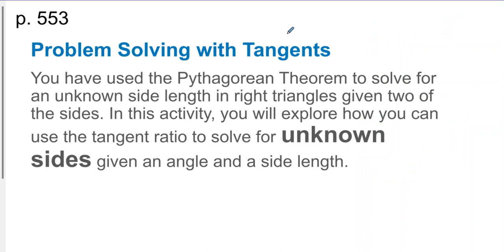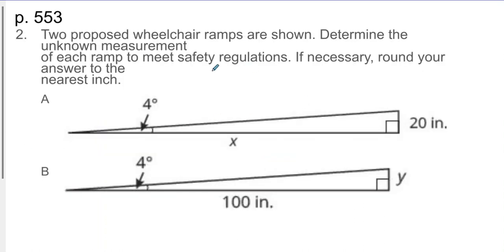So when we're solving problems with tangents, we have used the Pythagorean theorem to solve for an unknown side length in a right triangle, given 2 of the sides. In this activity, you will learn to explore how you can use the tangent ratio to solve for an unknown side, given an angle and a side length. So we know tangent equals opposite over adjacent.